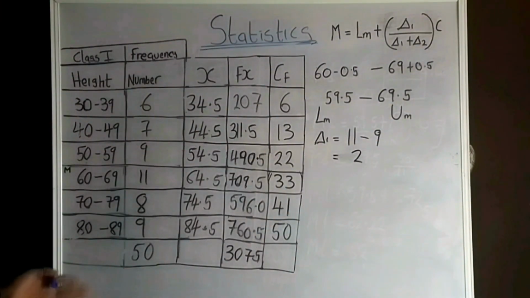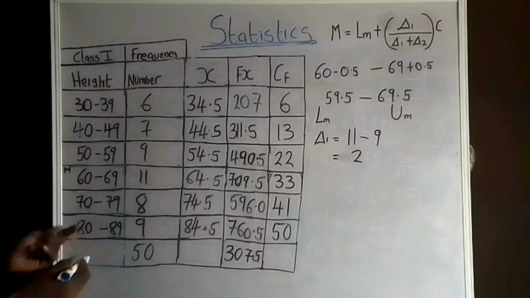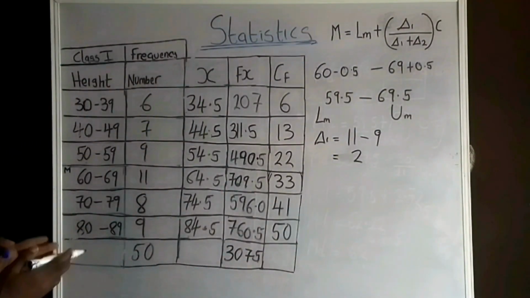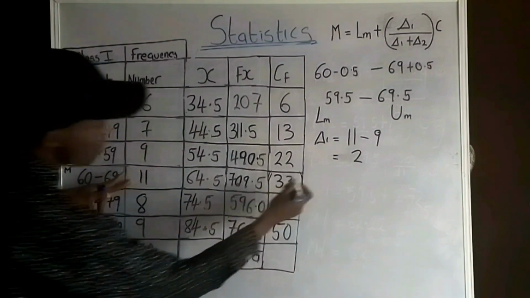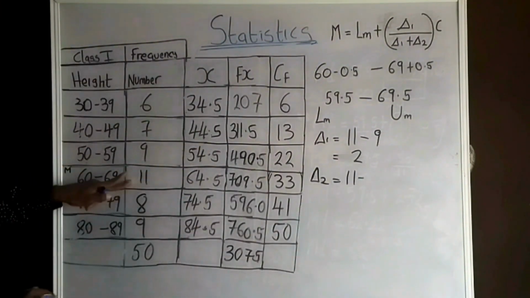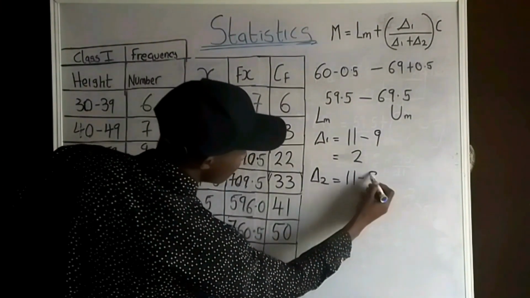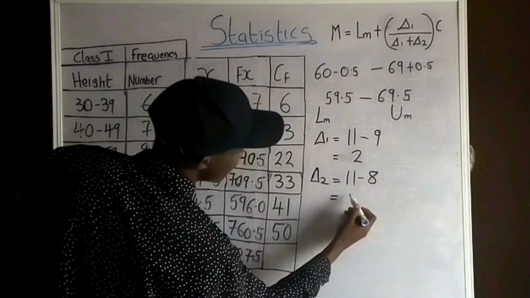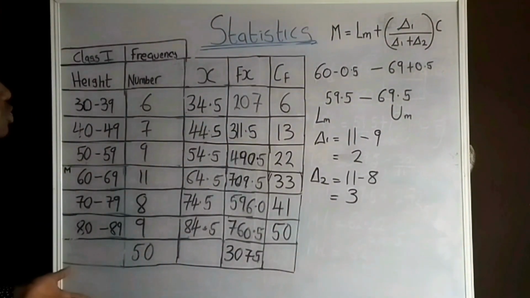Now, from this formula, I still need the value of delta 2. Don't forget that delta 2 is the difference between the frequency of the modal class, which is 11, and the frequency of the class after the modal class, that is 8. So delta 2 is equal to 11 minus 8, which is 3. So I have gotten the values of delta 1 and delta 2.